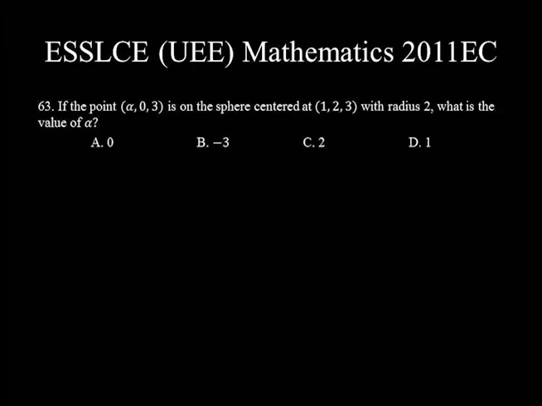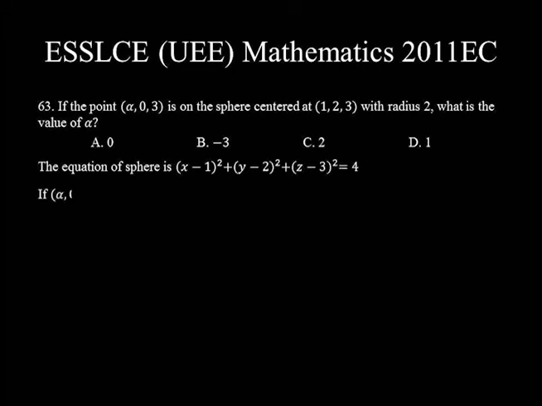Question number 63. If the point (alpha, 0, 3) is on a sphere centered at (1, 2, 3) with radius 2, what is the value of alpha? Let's use the center and radius to write the equation of the sphere. The equation of the sphere is (x minus 1) whole squared plus (y minus 2) whole squared plus (z minus 3) whole squared is equal to 4.